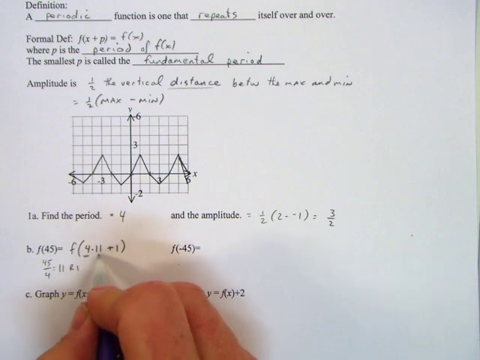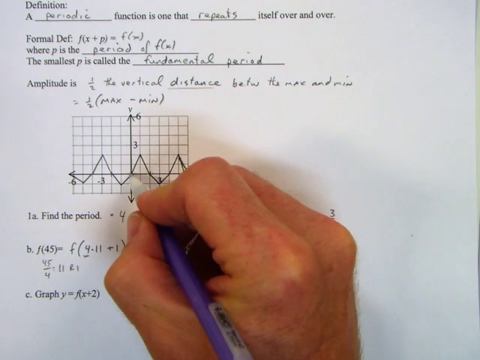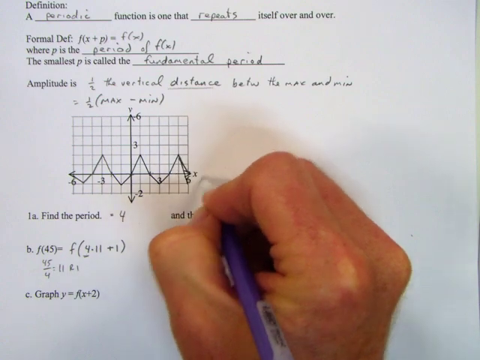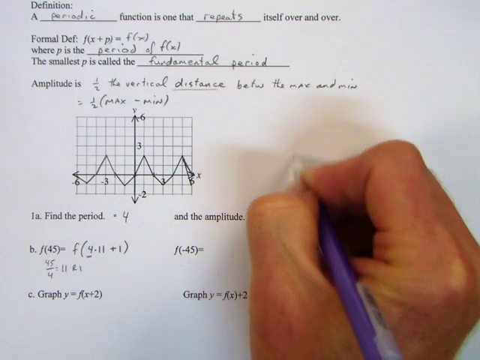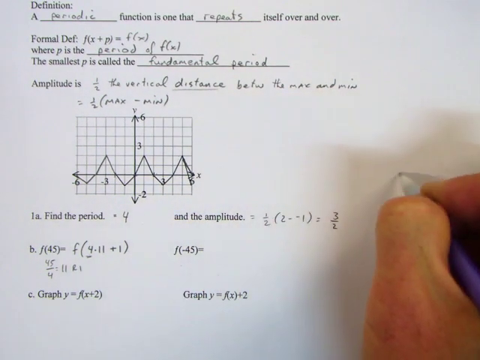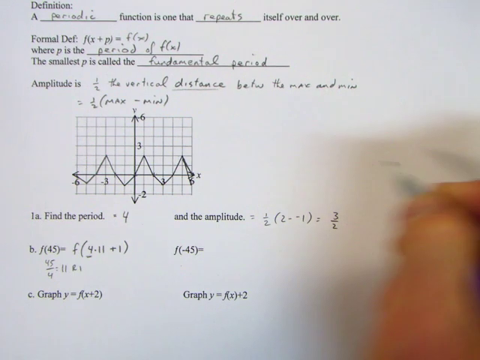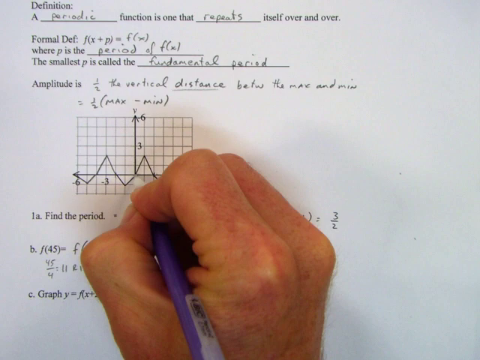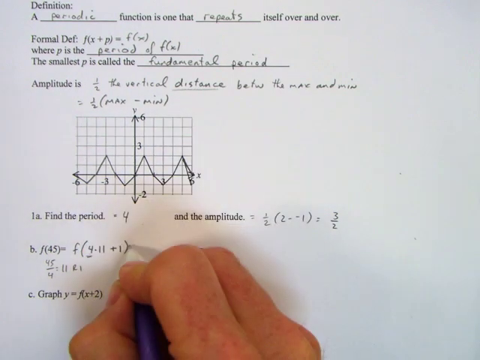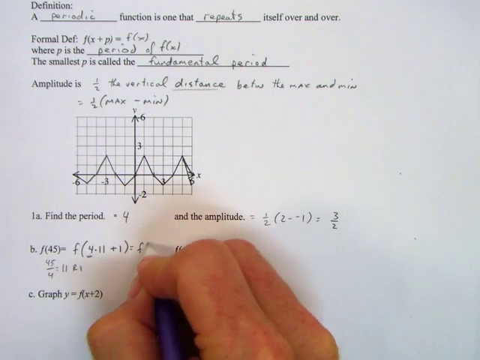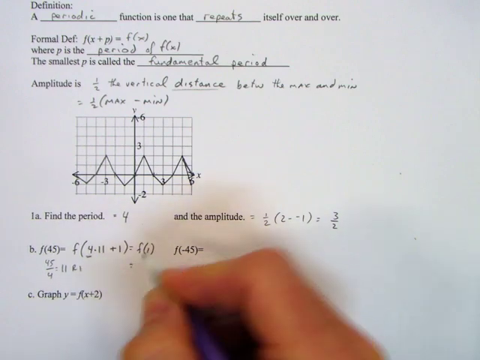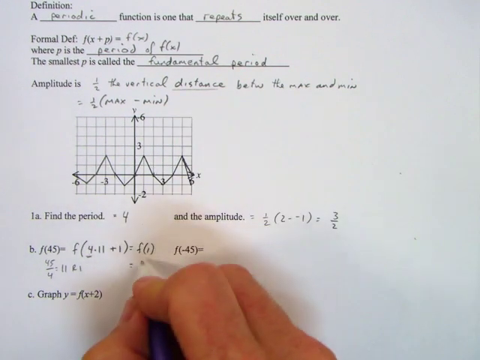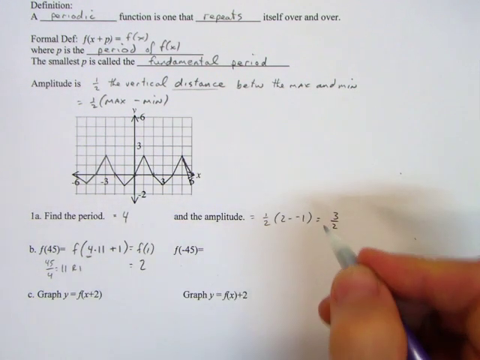4 is our period, and it means we're going to go through our period 11 times. 1, 2, 3, 4, 5, 6, and so on up to 11. So when we stop there, it's going to be as if we were still at the origin. So this is going to be the same as saying f of 1, and f of 1 is 2.